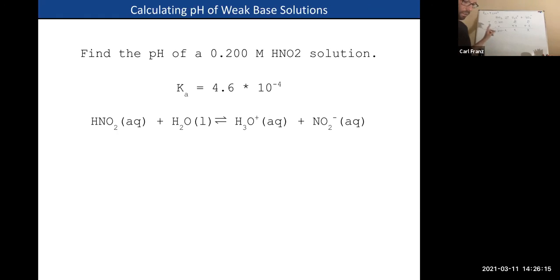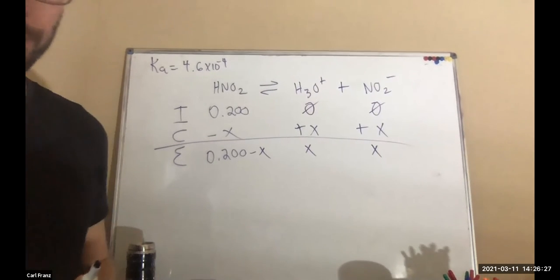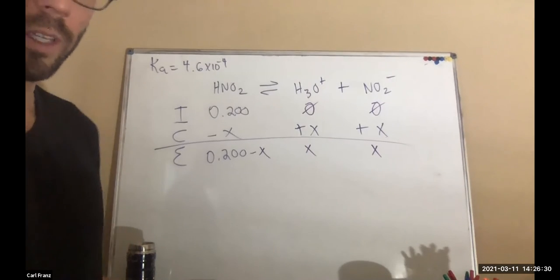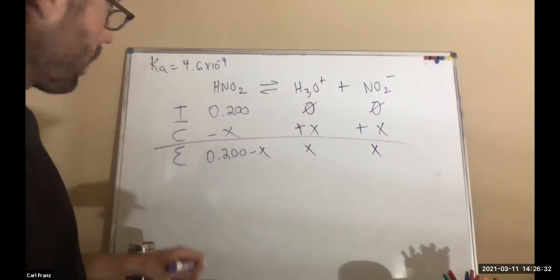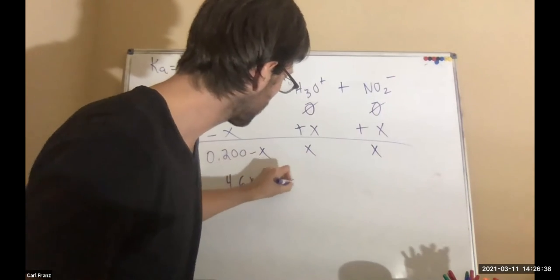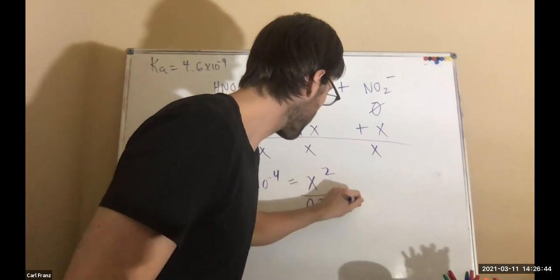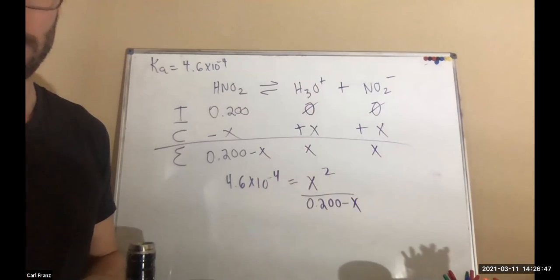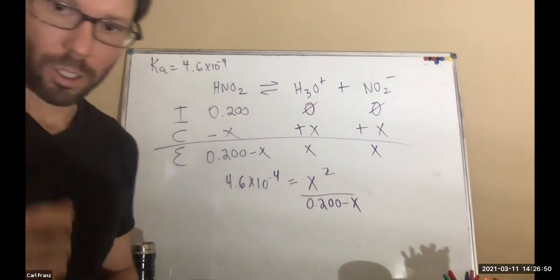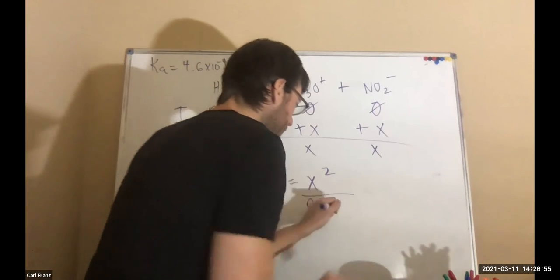So hopefully you've gotten this far. I'm going to make this big. What's next? Our equilibrium expression, right? So 4.6 times 10 to the negative 4 equals x squared over 0.200 minus x. Small x assumption. So we go and we get rid of that.